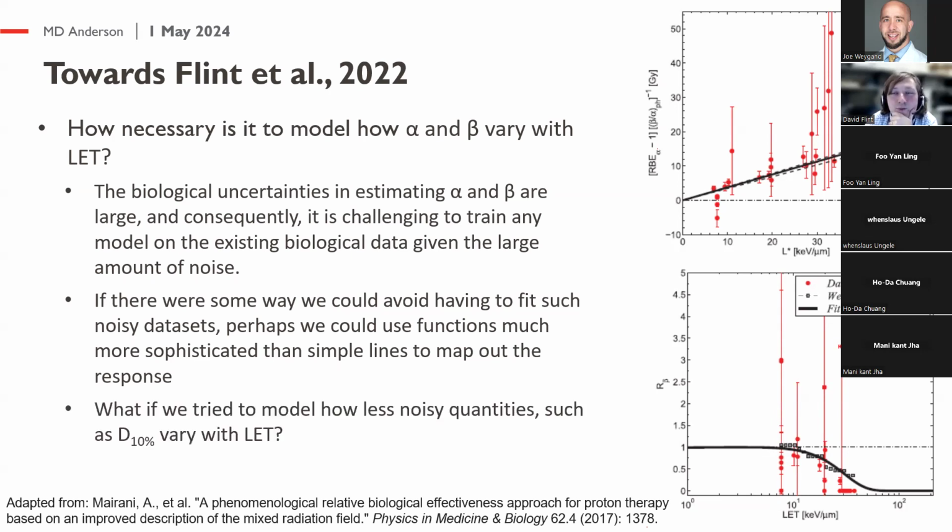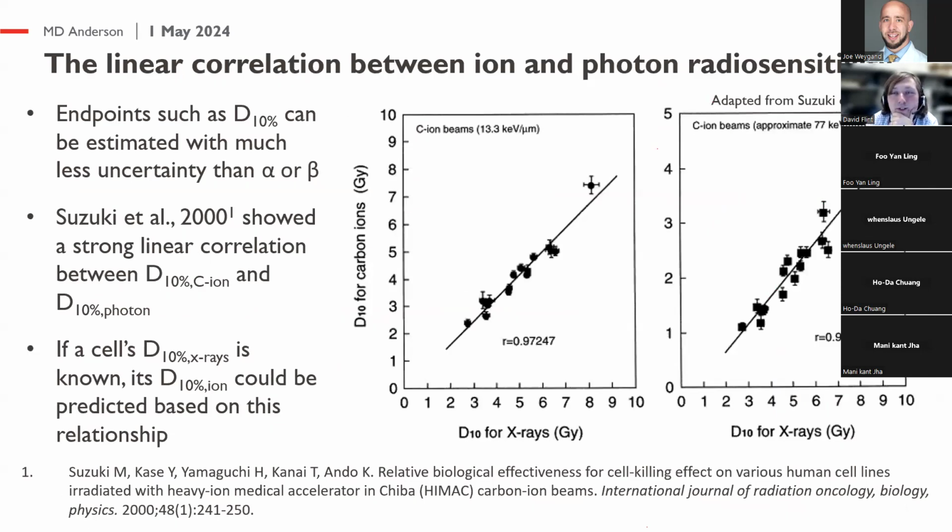So we thought, well, what about less noisy radiosensitivity metrics like the dose for 10% survival, D10? The reason thinking about D10 makes sense is that it's based on an old radiation biology paper by Suzuki et al. They showed that for the survival endpoint D10%, you get a very strong linear correlation between survival to X-rays versus carbon ions. That's what these plots are showing. Given how strong these correlations seem to be, if we can estimate D10 to X-rays, which we often should be able to do if we have reference alpha and beta values, we should be able to estimate D10 to ions based on this trend, and then get the RBE value.